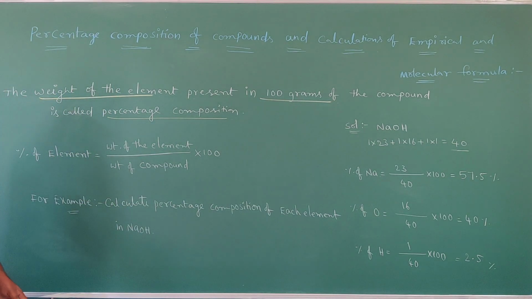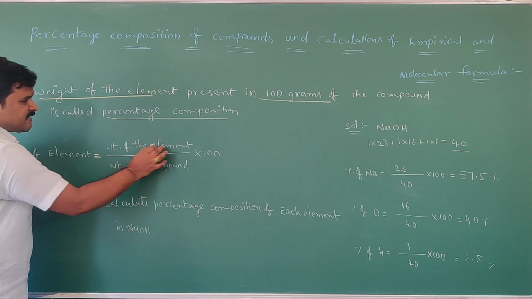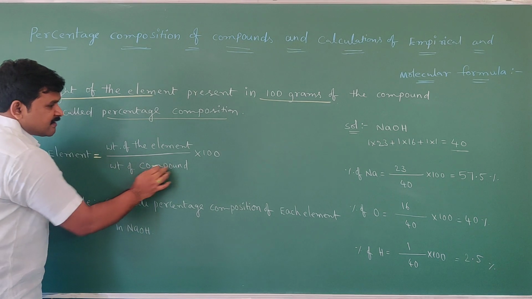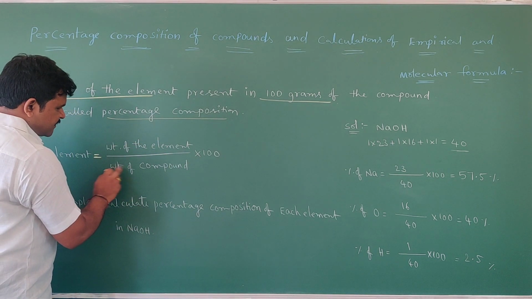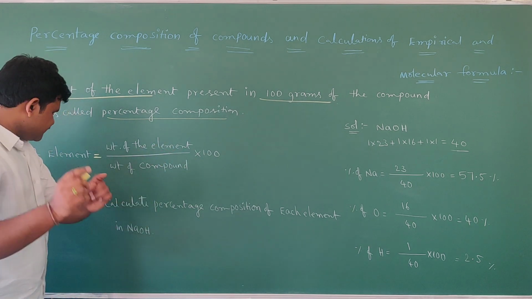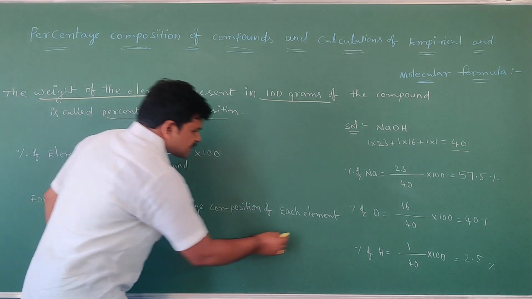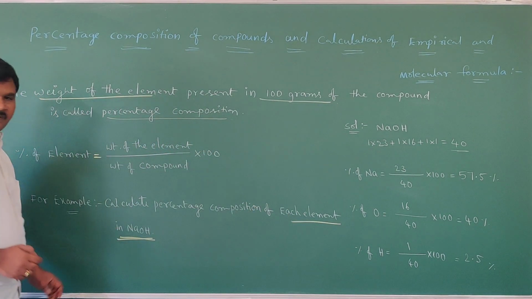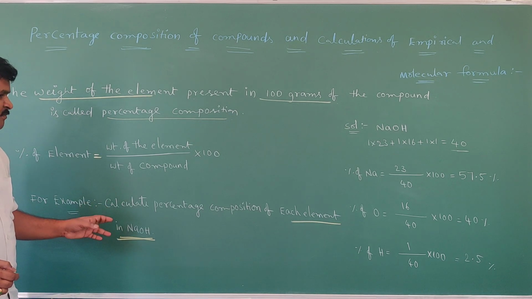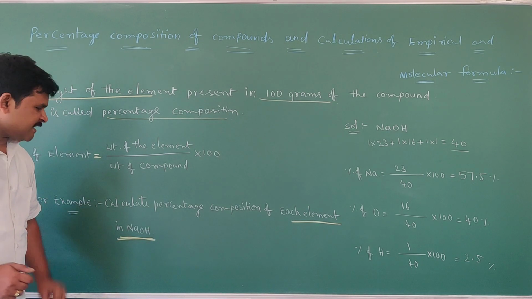The simple formula to calculate percentage of element is: percentage of element is equal to weight of the element by gram molecular weight of the compound into 100. For example, calculate percentage composition of each element in NaOH. What is NaOH? Sodium hydroxide.